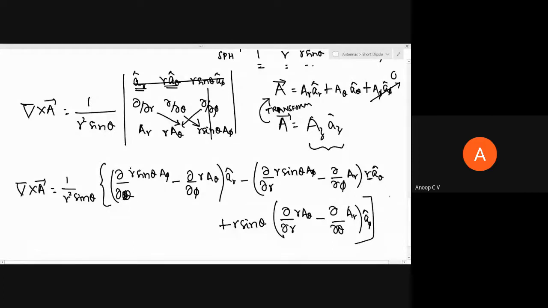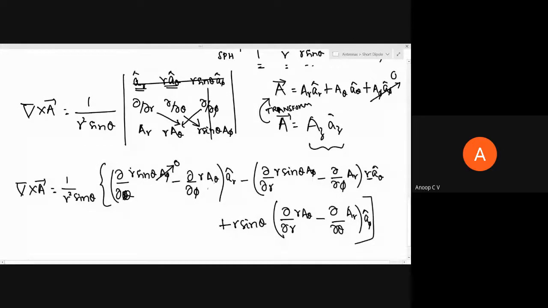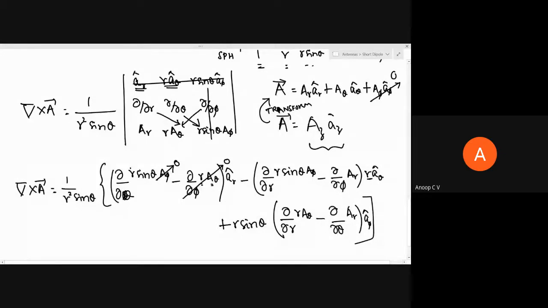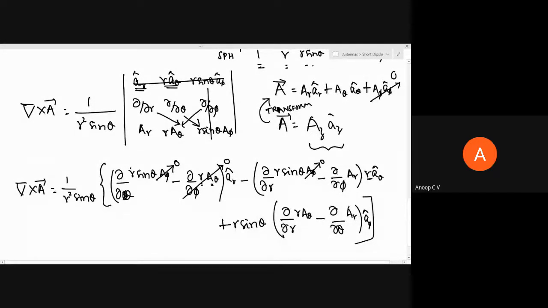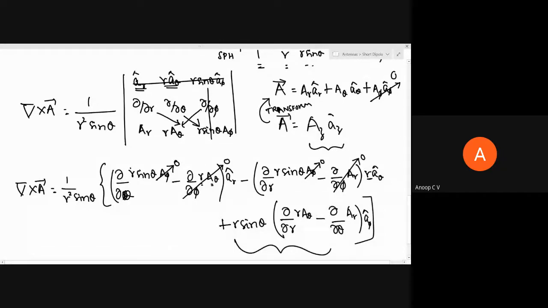So if you see, this is dou by dou phi. We know A phi is 0. Everywhere I can substitute A phi is 0. So here dou by dou phi of r into A theta, even if you are getting A theta, it will not have any phi. So this term also will be 0. Then again dou by dou r of A phi, that term will be 0. Again dou by dou phi of A r, this term also will be 0. So only this term will survive.